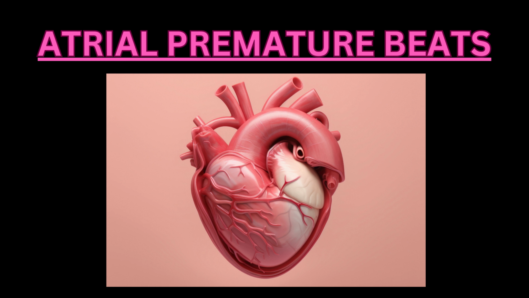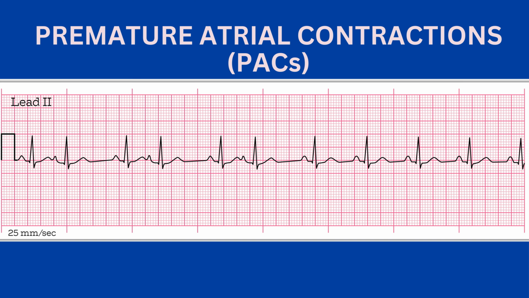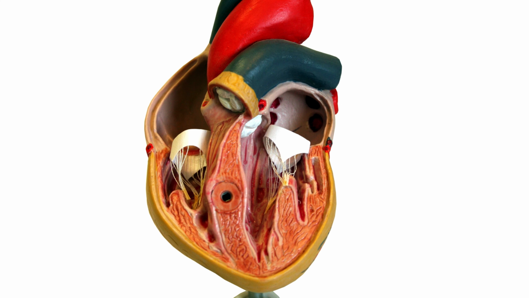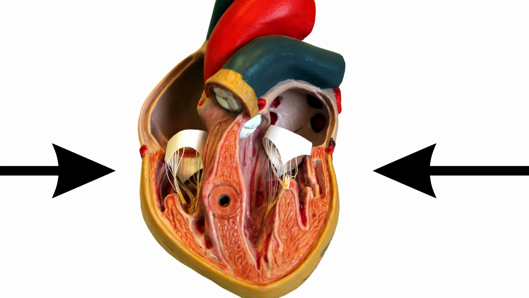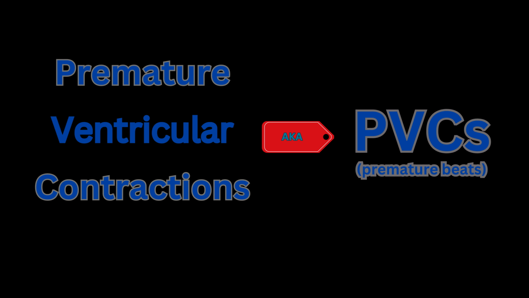Atrial premature beats refers to irregular electrical activity in the cells of the heart's upper chambers, the atria. This disruption can cause a condition known as premature atrial contractions, or PACs, where extra heartbeats occur in the atria before the normal heartbeat. In other cases, the premature contractions can originate in the ventricles, creating what is known as premature ventricular contractions, or PVCs.